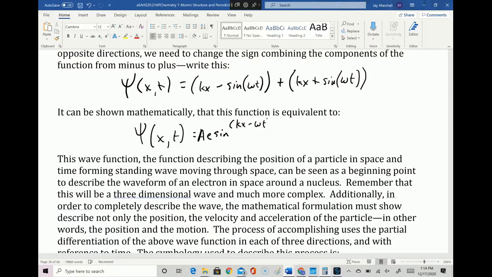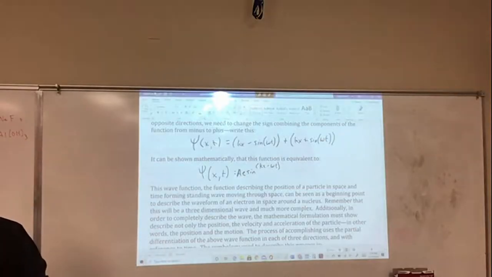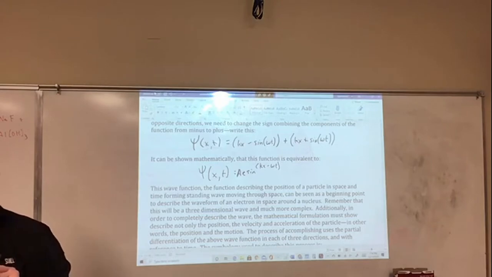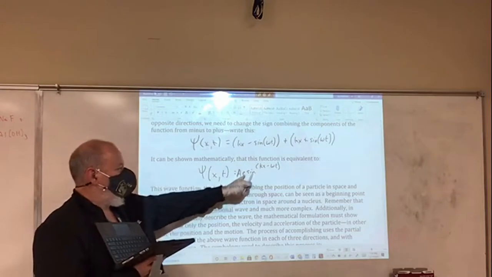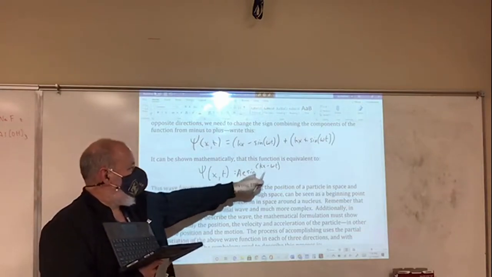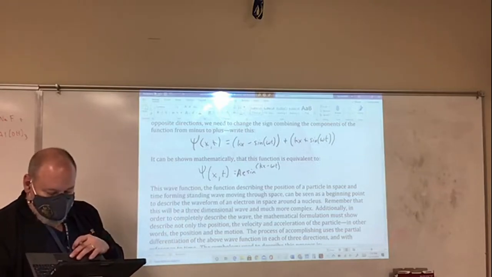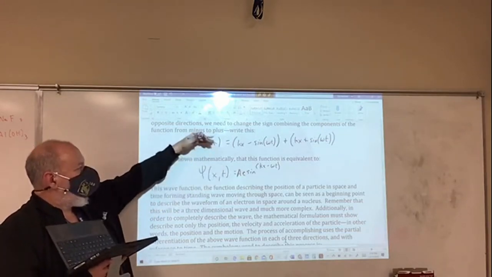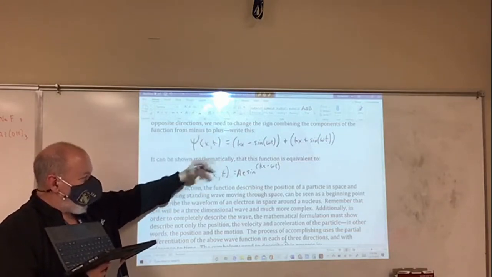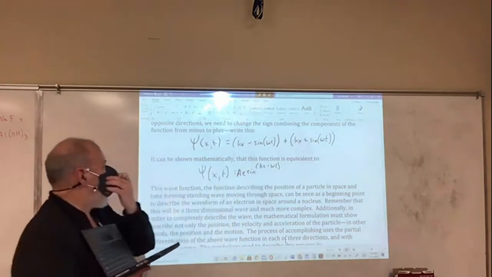A times E times the sine. Okay, mathematically, what's E? It's the natural logarithm, right? So 2.7, whatever that was. So A times E times the sine of kx minus omega t. And let me just... No, we'll go with that. So mathematically, we can show that this equals this. We're not going to. We don't really care. But this is just a different way of writing this out.